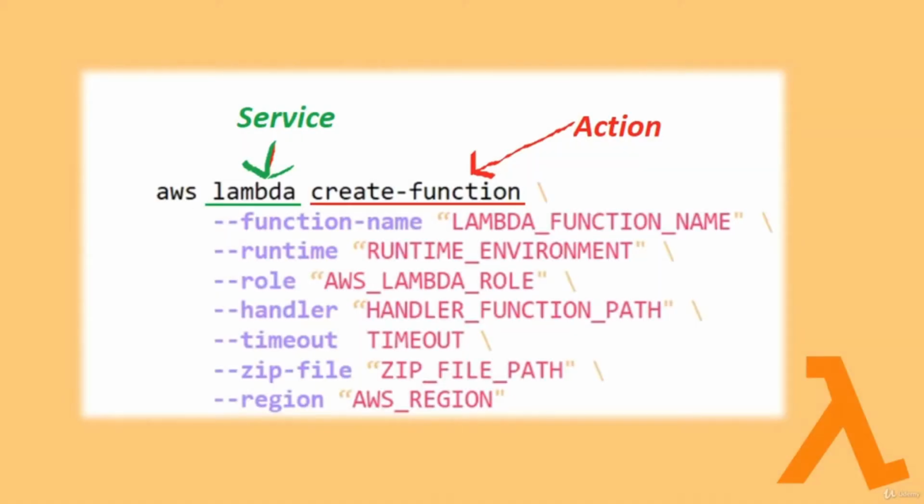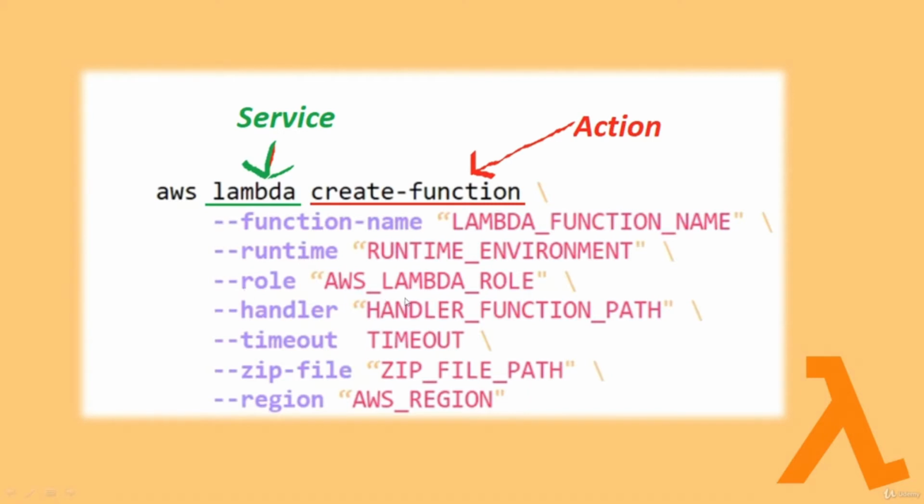So this is the page. The first thing we need to write is the AWS command. Then we need to write the name of the service that we are using. For example, here we are using the Lambda service, so we need to write lambda. If we are using CloudWatch or Mobile Hub or any other service, we need to write that service name. Then the action, the particular command, for example create function.